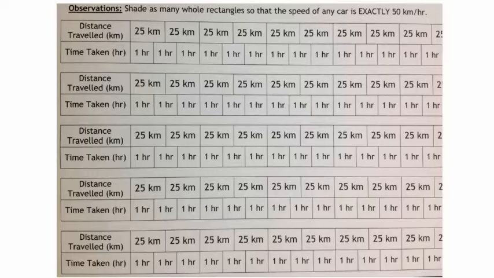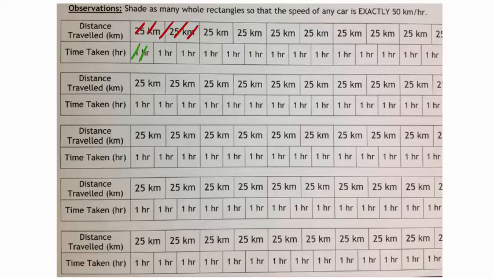Shade as many whole rectangles to indicate the distance travelled and the corresponding rectangles to indicate the time taken, so that the speed of any car is exactly 50 kilometers per hour. So suppose if I shade the distance travelled as 50 kilometers, then the time taken should be 1 hour, so that my speed, that is distance travelled by time taken, remains 50 kilometers per hour.